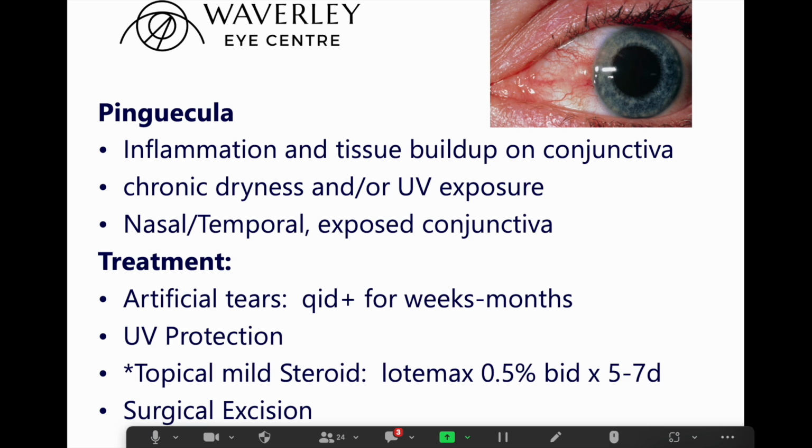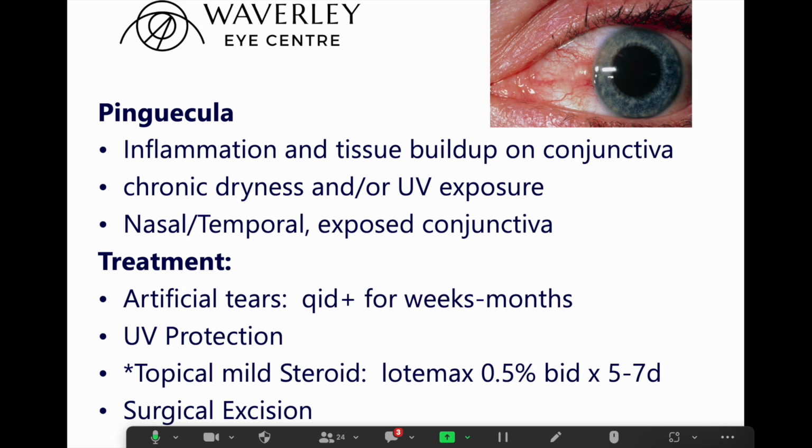Treatment for this is lubricating drops. It can help quieten it down, maybe. But you need to use a lot of them for a long period of time because this didn't start overnight. This started a long time ago, and if it's going to go away, it's going to take a long time for it to go away. But I don't think you can get rid of them with the lubricating drops. You can just reduce how much it's inflamed.